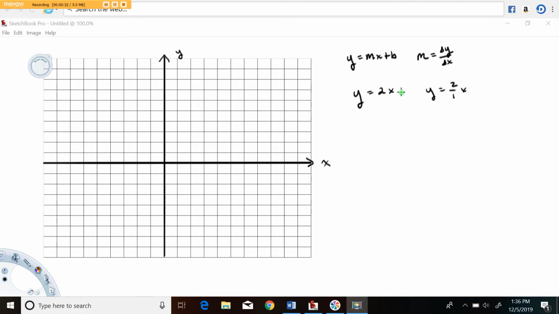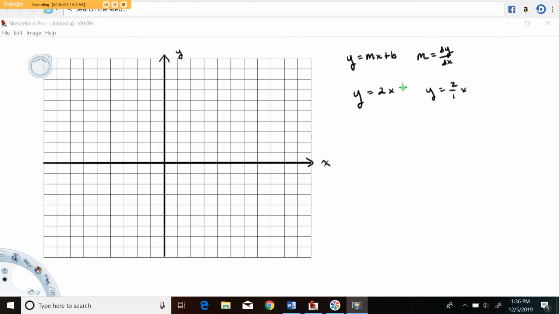Now you'll notice that there's no plus something here. That just means that the b is 0, meaning that the y-intercept is 0, 0. Now the 2 is the slope. And keep in mind, if you wanted to, you could write that as 2 over 1 times x. I wrote it like that to show that this is equivalent to a change in y over a change in x. What this means is if x changes by 1, y is going to change by 2. So we can use this fact to plot it.